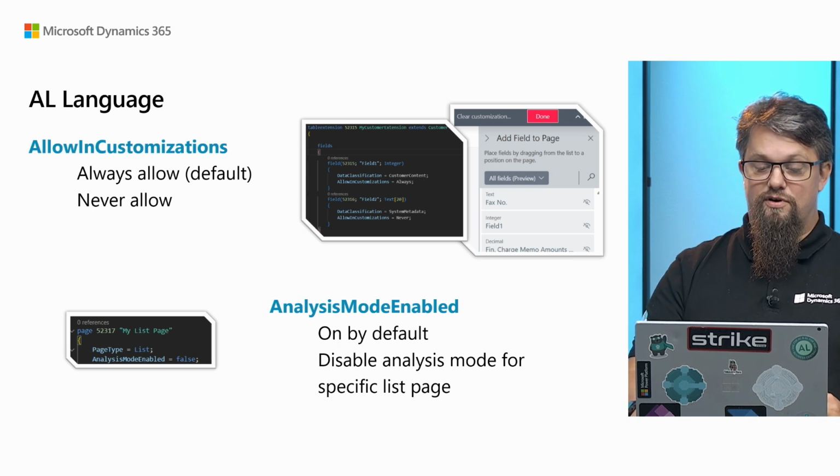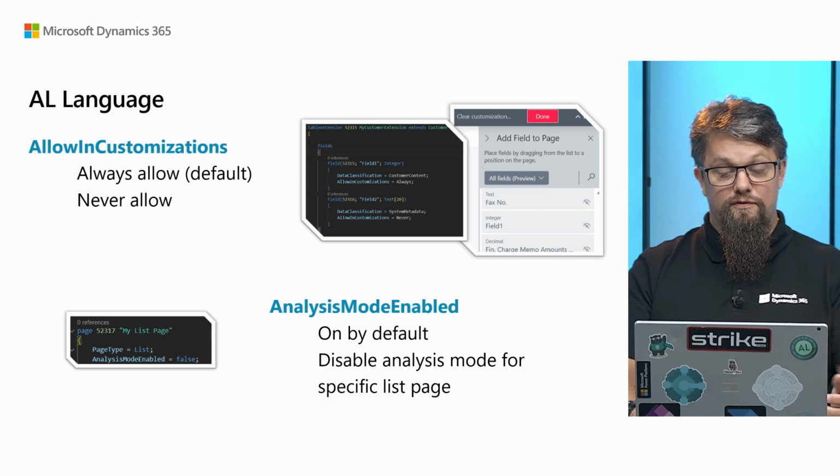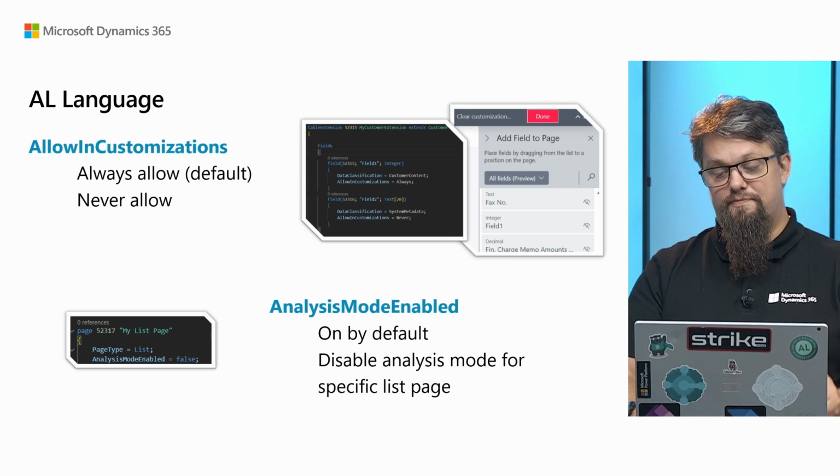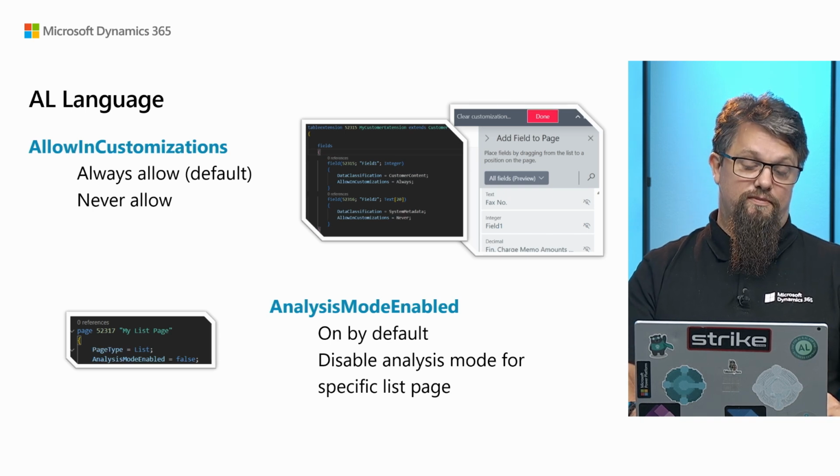On pages, you also have more control. Here you can now set the analysis mode enabled to false on that specific list page where detailed analysis capabilities are not usable.